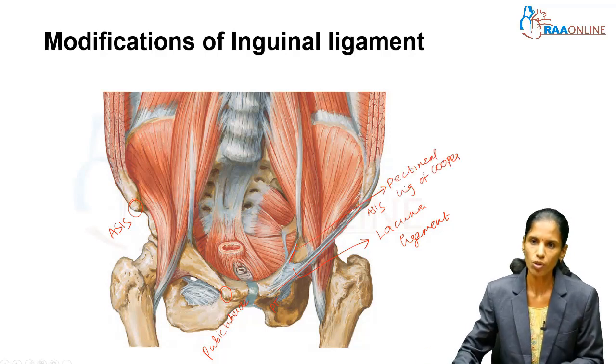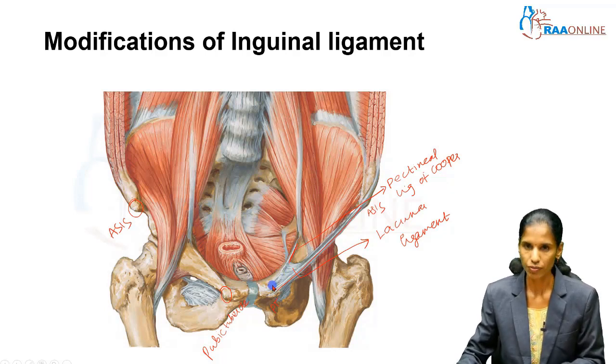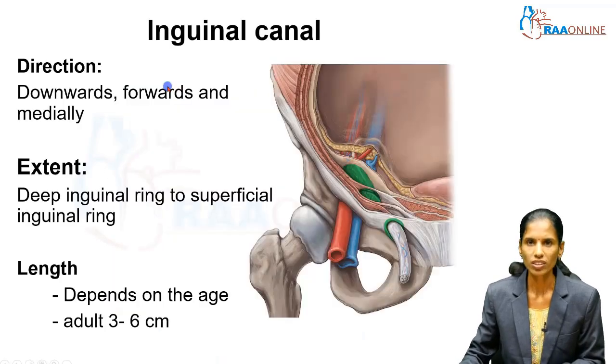So these are the three modifications of the inguinal ligament. First is the lacunar ligament, second is the peritoneal ligament of Cooper, and you can also see the other extension, the reflected part of the inguinal ligament. These structures are important prerequisites to learn the inguinal canal. So what is the direction of the inguinal canal? You can see the highlighted green structure here, that is the inguinal canal. Its direction is downwards, forwards and medially.